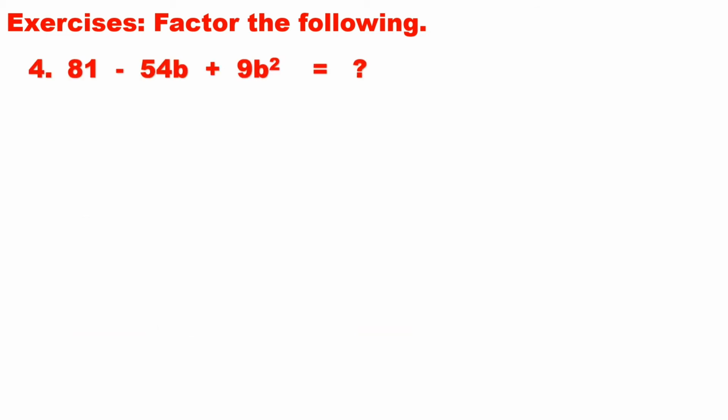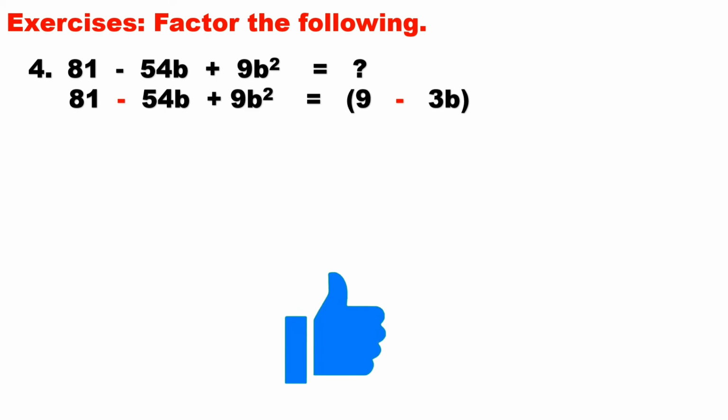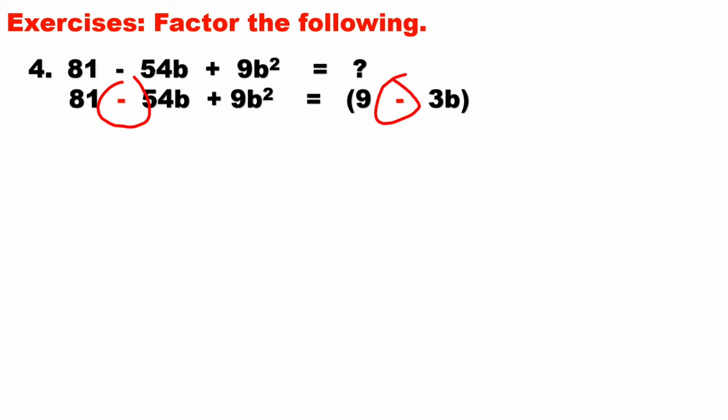Number 4, factor 81 minus 54b plus 9b squared. To factor, square root of 81 equals 9. Square root of 9b squared equals 3b. The operation of the trinomial on the middle term is minus, therefore the binomial factor is also minus. You square the binomial factor and easily you got the factor of 81 minus 54b plus 9b squared, which is equal to quantity 9 minus 3b squared.